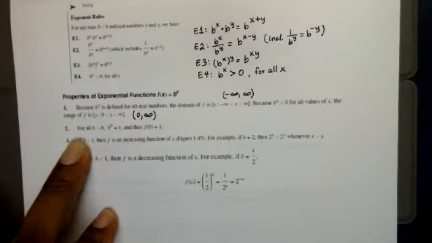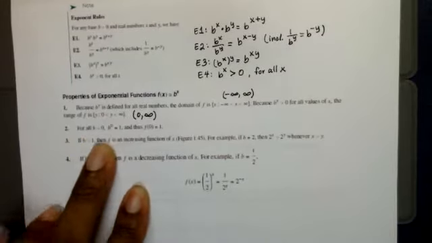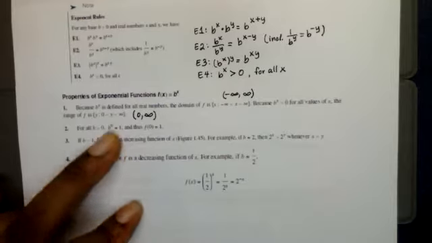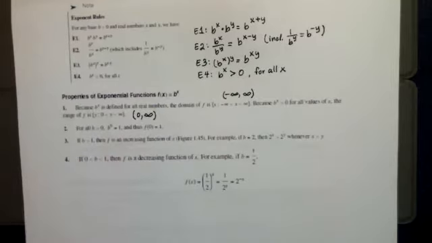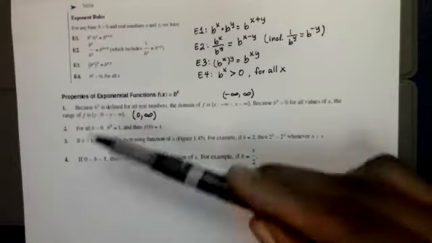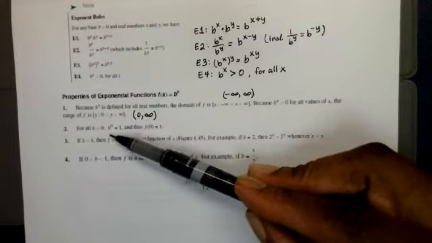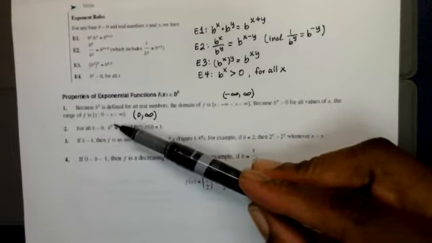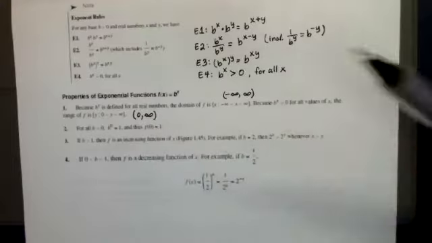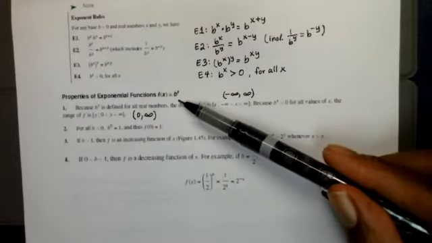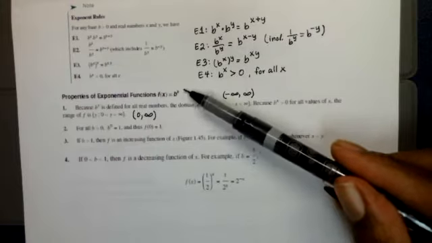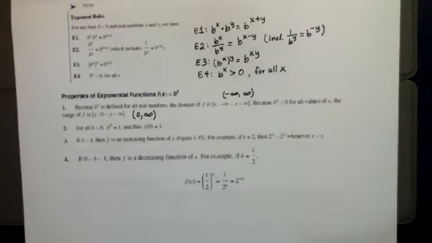Number 2, for all b greater than 0 and not equal to 1, b to the 0 is equal to 1, that would mean f of 0 is equal to 1. So b, a positive constant other than 1, raised to the 0 power is going to automatically be equal to 1, which would mean for this function, f of 0, if you substitute, would be 1. And that will always be the case.